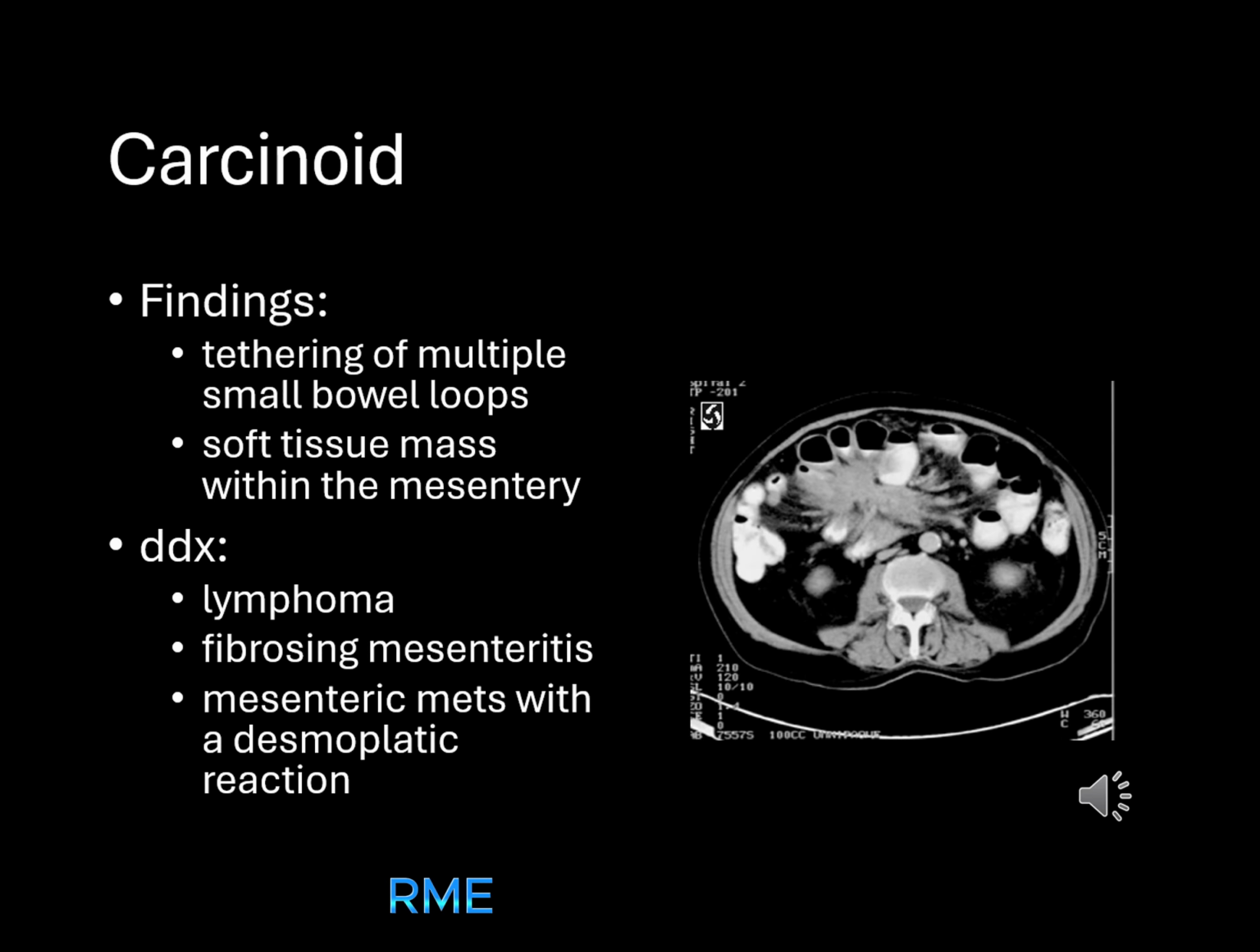Differential diagnoses include lymphoma, fibrosing mesenteritis, and mesenteric metastases with a desmoplastic reaction. To further evaluate, a CT scan or MRI can provide more detailed imaging, and a biopsy can confirm the diagnosis. Management involves surgical resection of the tumor and monitoring for metastases. Let's move to the next case.